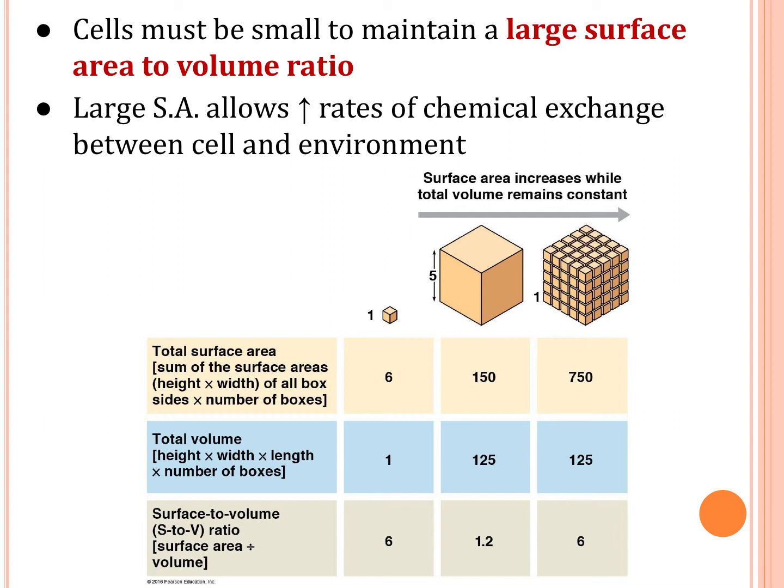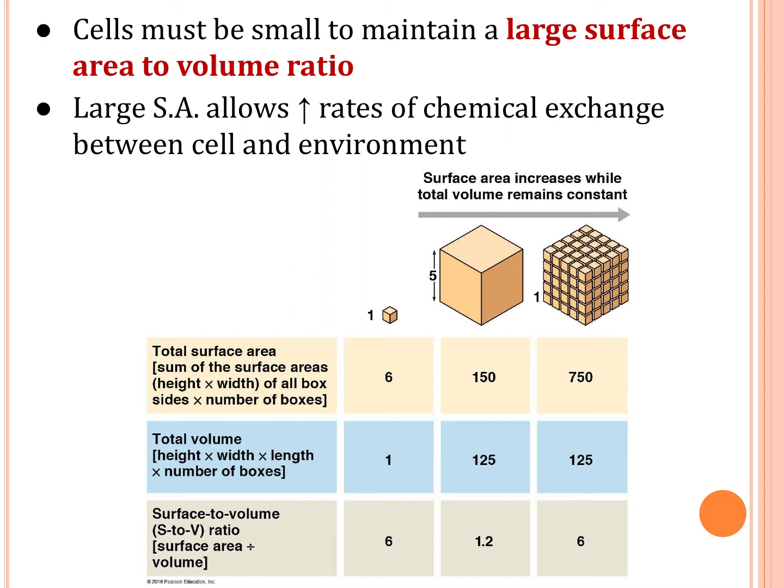And that large surface area allows cells at the cell membrane level to increase their rates of chemical exchange between the cell and the environment. So you can see here an example of some different size cells. The little cell has sides of 1 by 1 by 1, and the larger cell is bigger. Each side of this cuboid cell is 5 by 5 by 5.